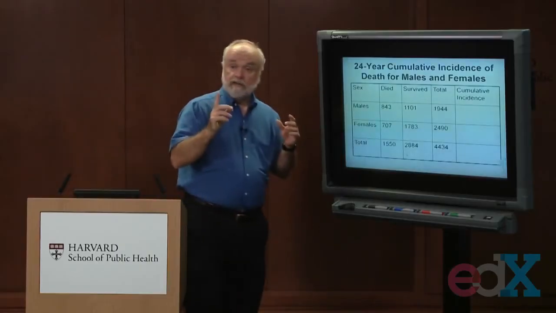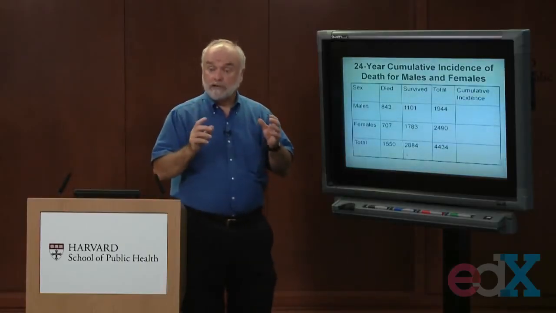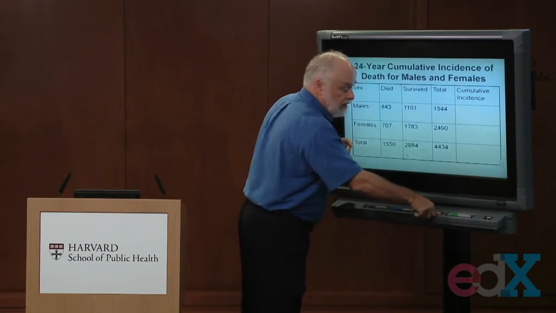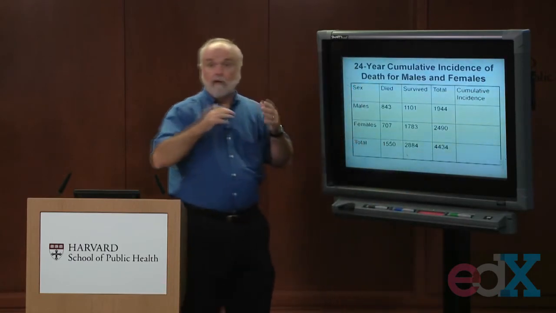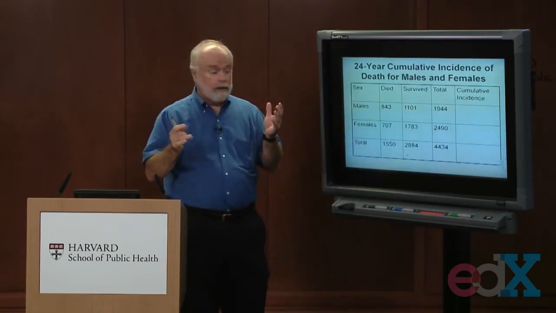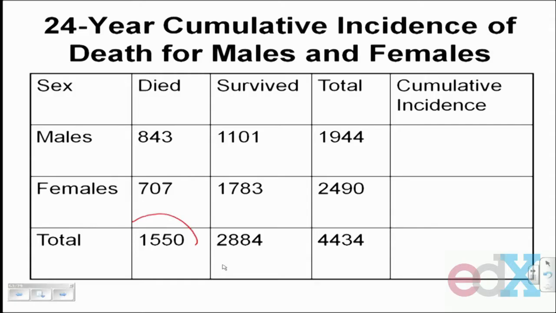So remember, a cumulative incidence, an estimated risk, is a proportion. So if you're talking about the estimated risk, the cumulative incidence among all 4,434 people, there are 1,550 deaths out of the 4,434 people. So the estimated risk would be just 1,550 divided by the 4,434.